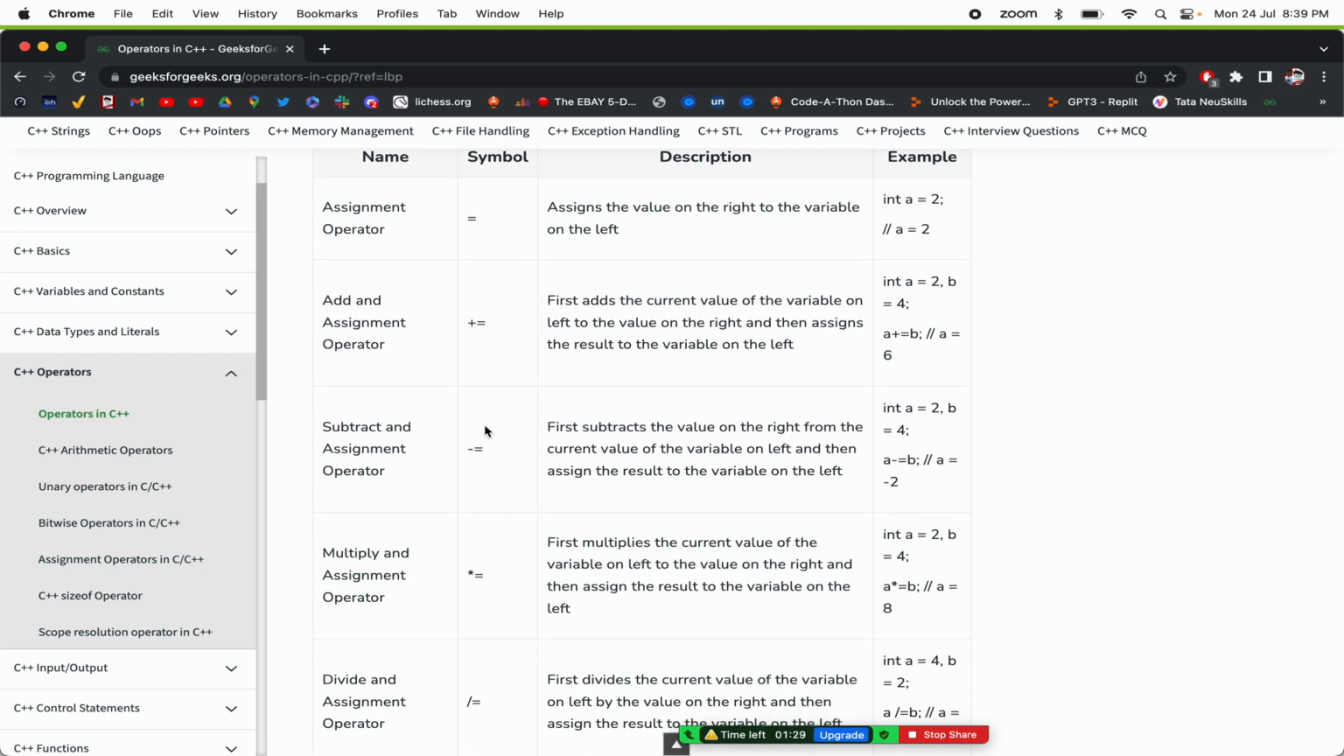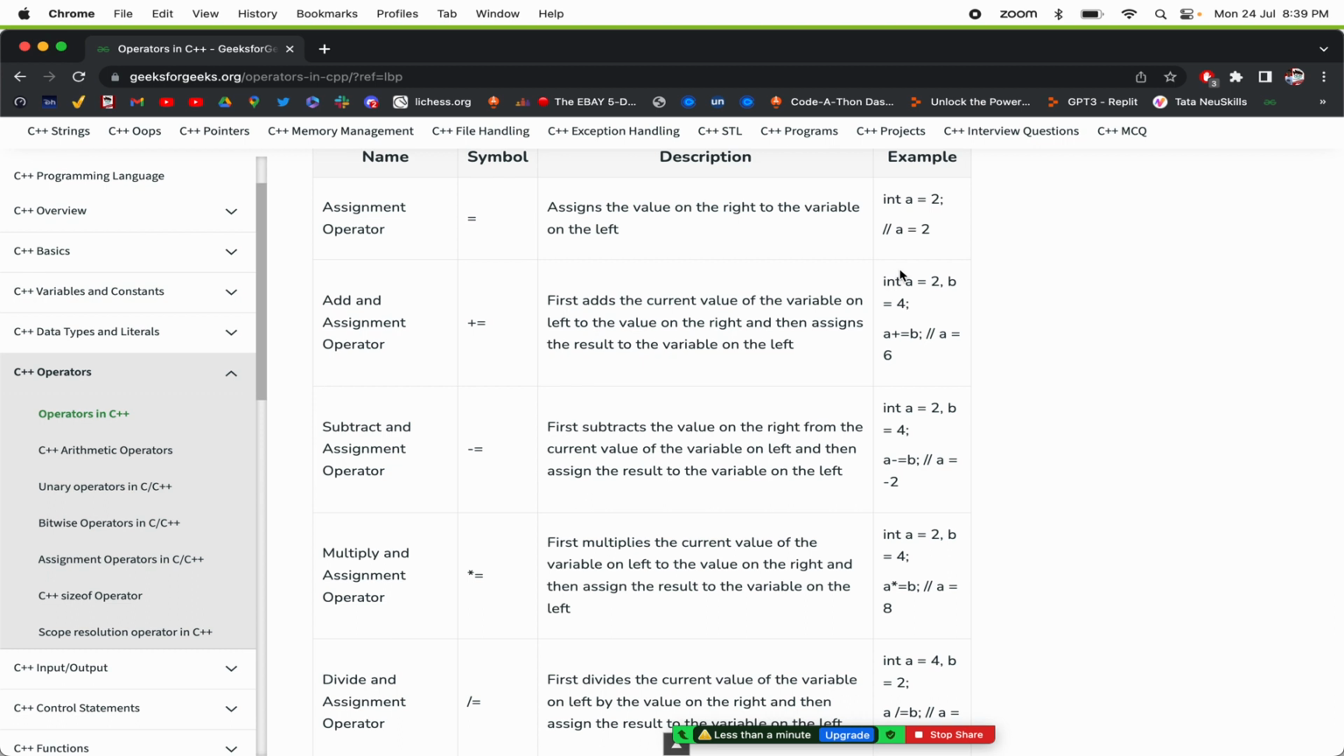Over here, the first operator is the assignment operator, that is the equals to operator. It assigns the value on the right to the variable on the left. So if you have int a equals 2, it will set the value of the variable a to 2. Next you have the add and assignment operator, that is plus equals to. This will first add the current value of the variable on the left to the value on the right, and then assign the result to the variable on the left.